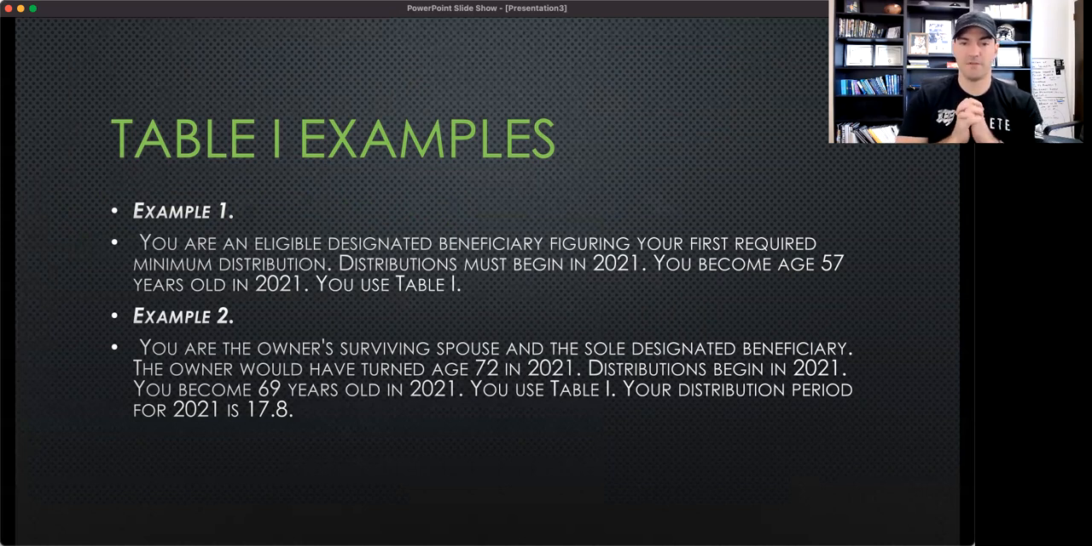So you're a designated beneficiary. Distributions must begin in 2021. You become age 57 in 2021. You'll use Table 1 and those calculations I showed you before.